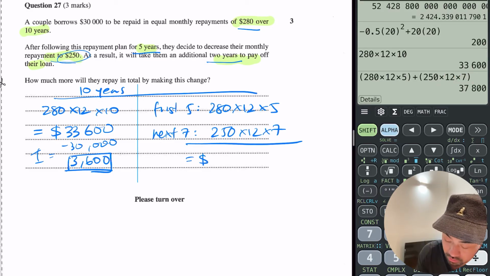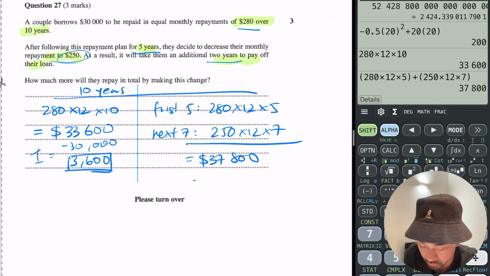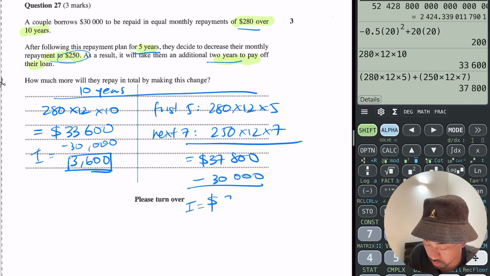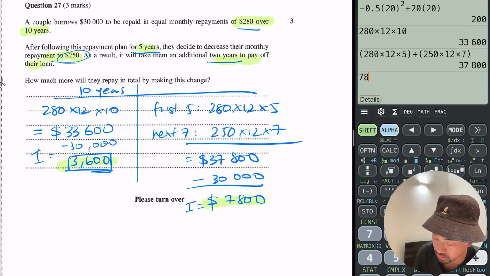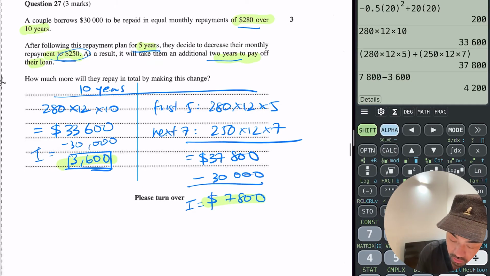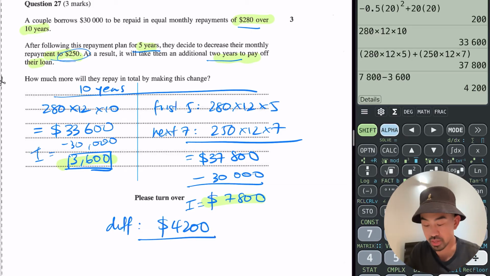So 37,800 is what they need to pay back. But because the principal is 30 grand, the interest is going to be 7,800. And as you can see, the difference is going to be 7,800 minus 3,600. So the difference is 4,200. So they're going to pay an extra 4,200.